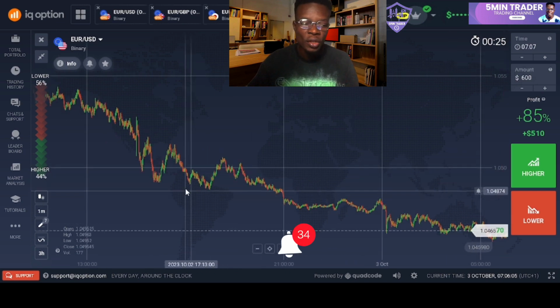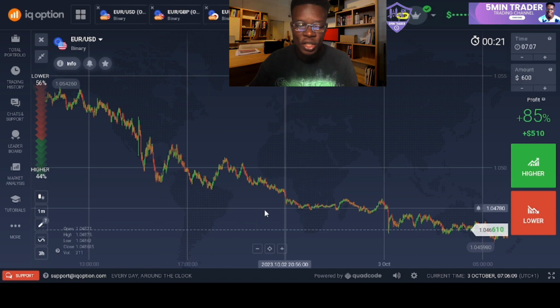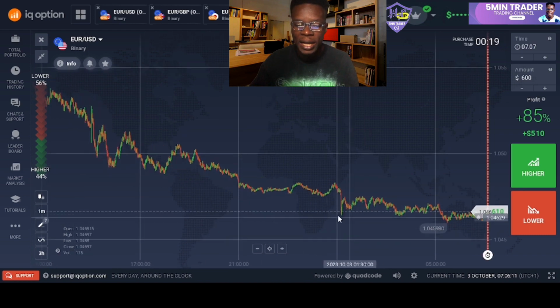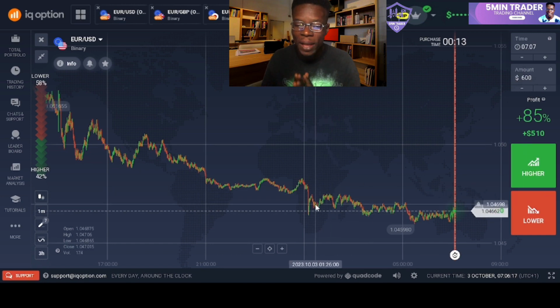For example, you can see this is a low. This low is lower than this one. This low is also lower than this one, and these are also lower lows. So this is a downtrend. Now again, the first thing we are going to do if we are going to trade this strategy is to try to draw a trend line. If we are having a downtrend, we are going to try to draw a trend line on the resistance levels.